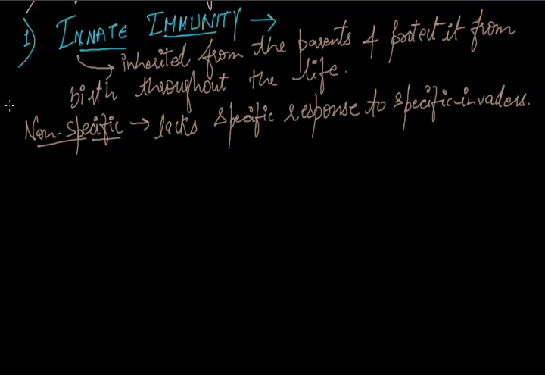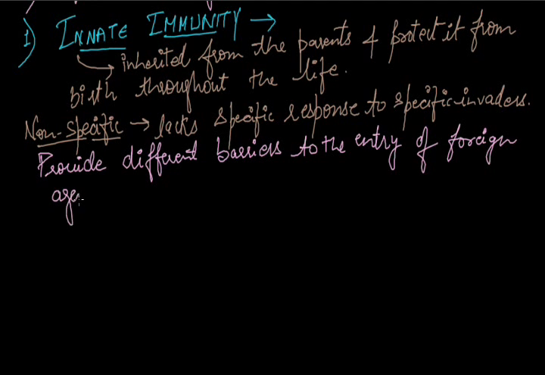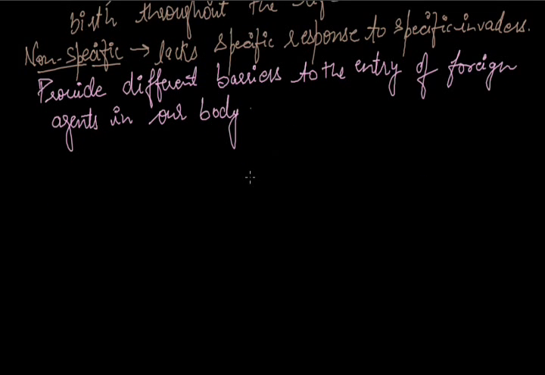Next, innate immunity provides different barriers to the entry of foreign agents in our body. So there are various barriers which innate immunity uses to protect us or give us immunity. We'll deal with each barrier.